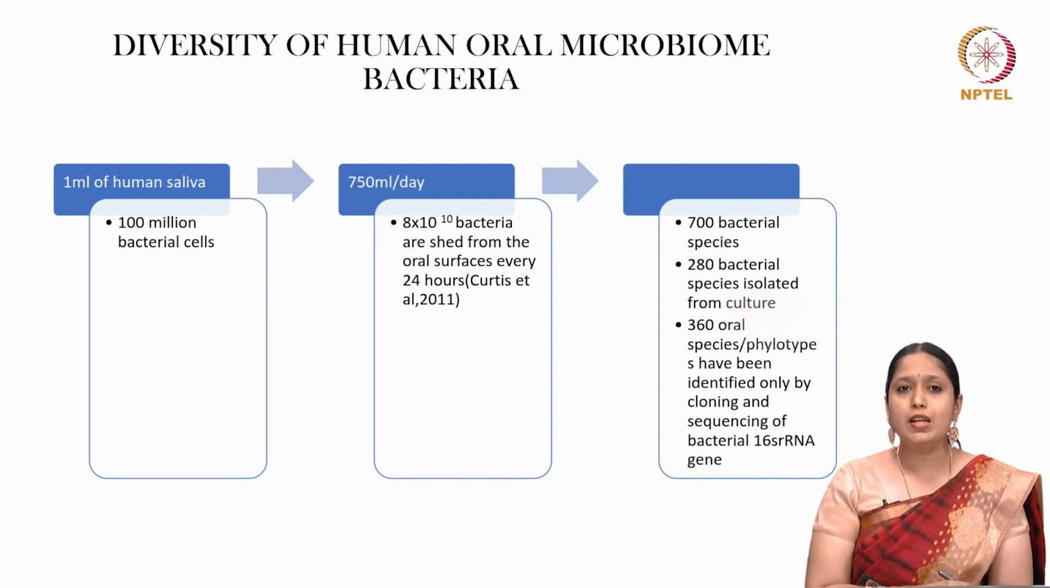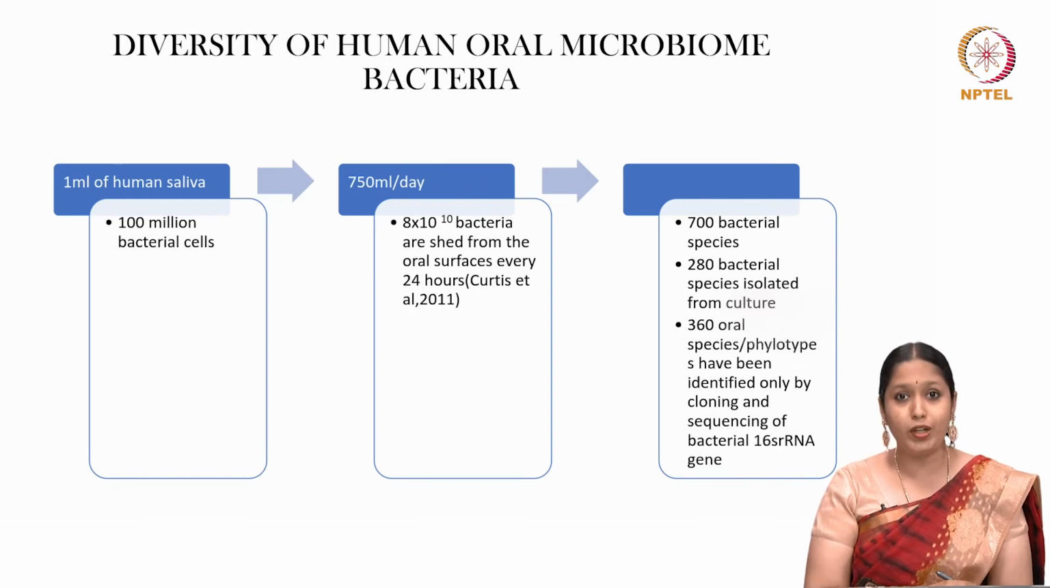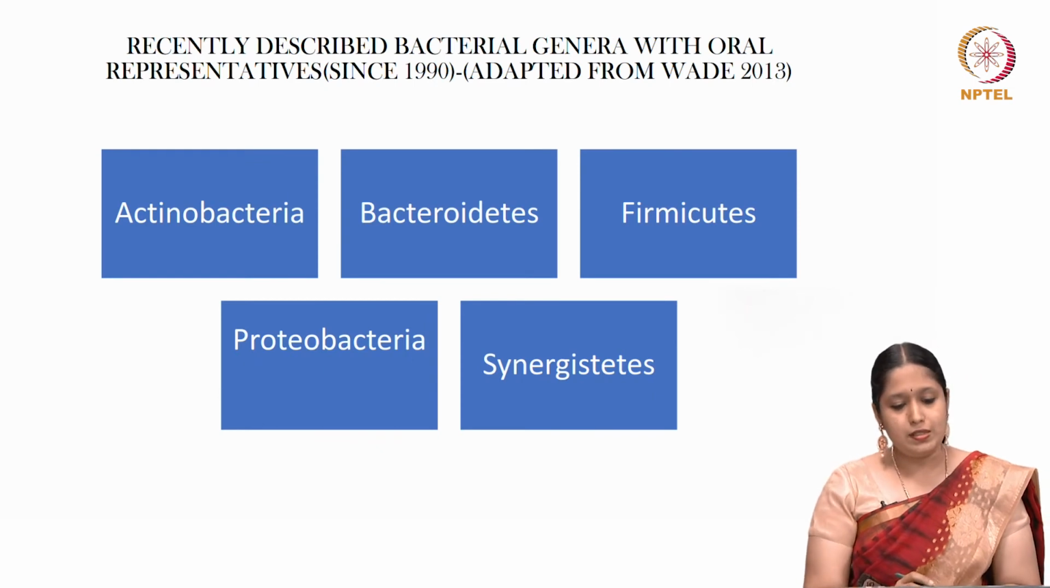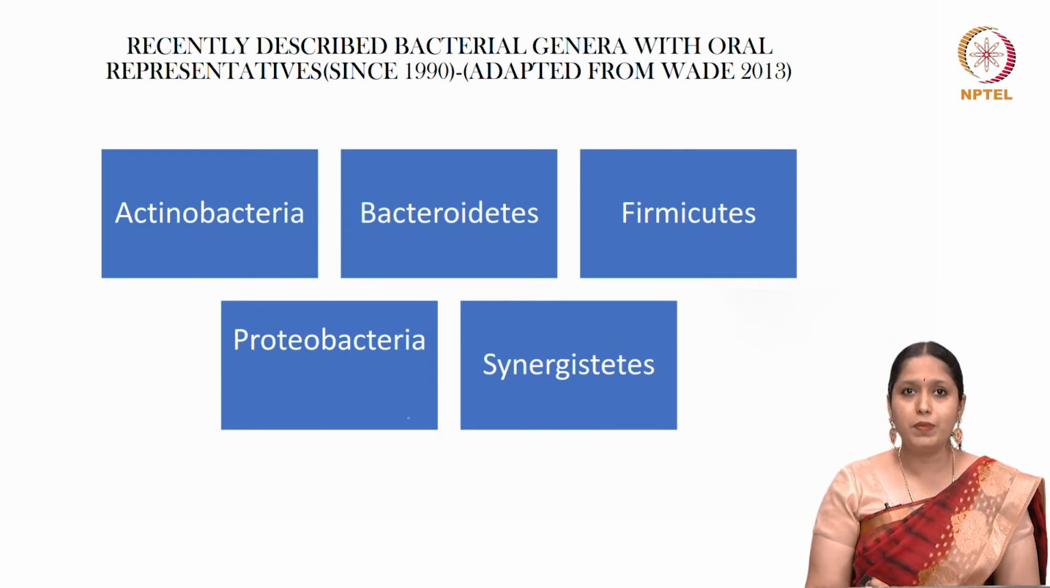So, 1 ml of human saliva contains approximately 100 million bacterial cells, and 750 ml of saliva is secreted per day, which causes 8 x 10^10 bacteria to be shed from the oral surfaces every 24 hours. There are 700 bacterial species, of which 280 have been isolated from culture, and 360 oral species or phylotypes have been identified only by cloning and sequencing of the bacterial 16S rRNA gene. This list includes the recently described bacterial genera with oral representatives adapted from Wade 2013, which includes Actinobacteria, Bacteroidetes, Firmicutes, Proteobacteria and Synergistetes.